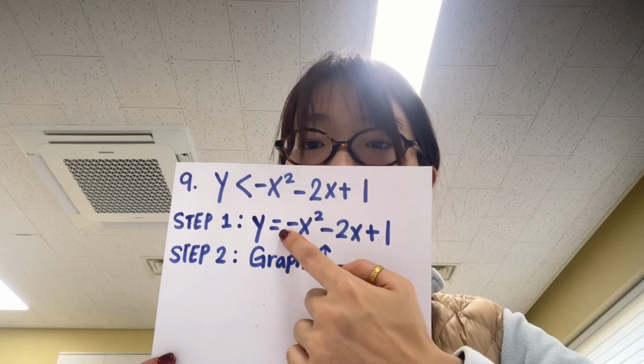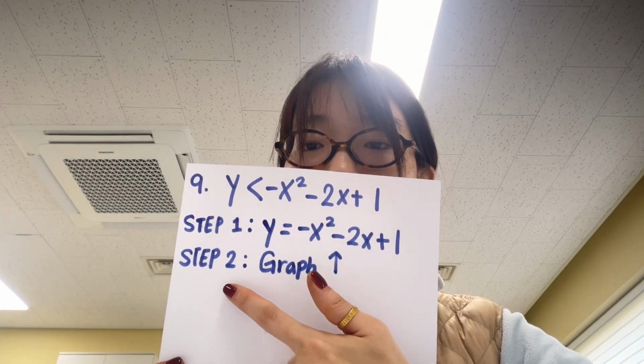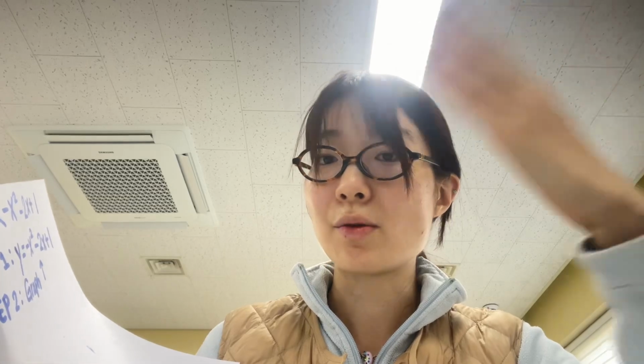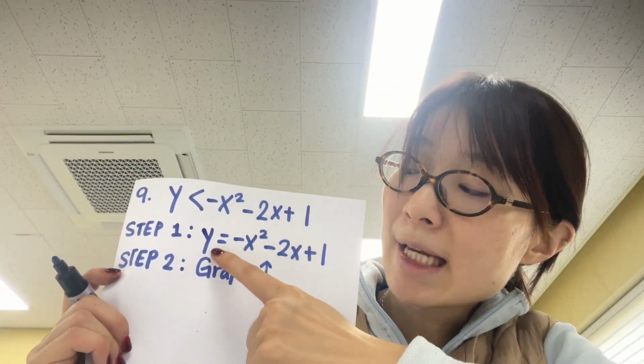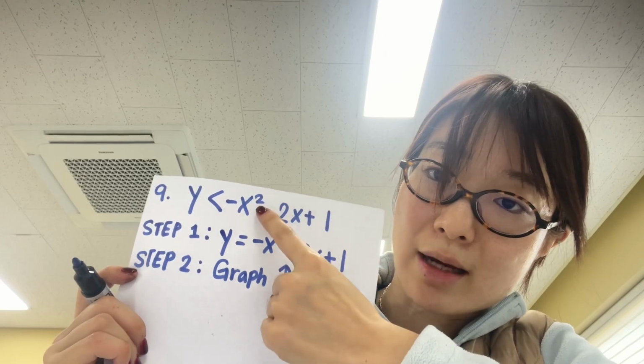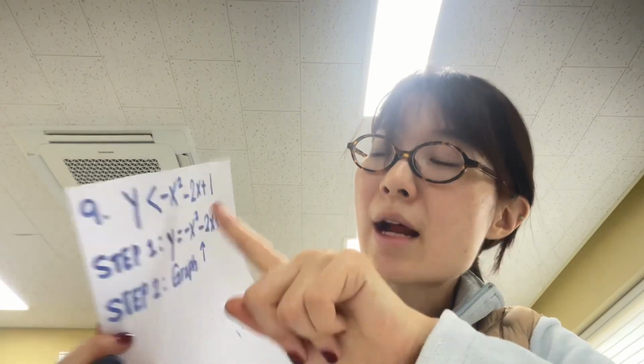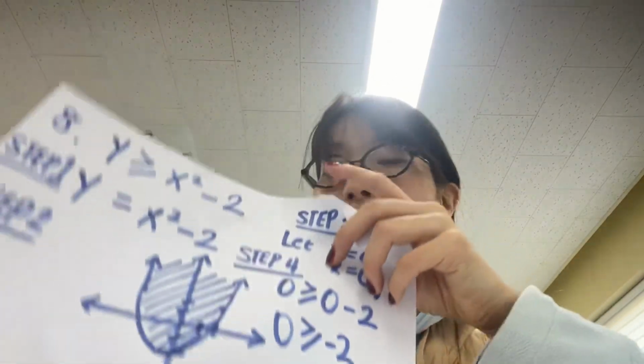Step 2, graph it. So step 1, pretend like we have an equality sign. Step 2, graph it. But over here we said y is actually smaller, right? So all the values that are on the parabola, technically this doesn't make sense. This is not what the inequality statement is asking us, correct? So therefore, instead of leaving our parabola as a solid line, we leave it as a dashed line.